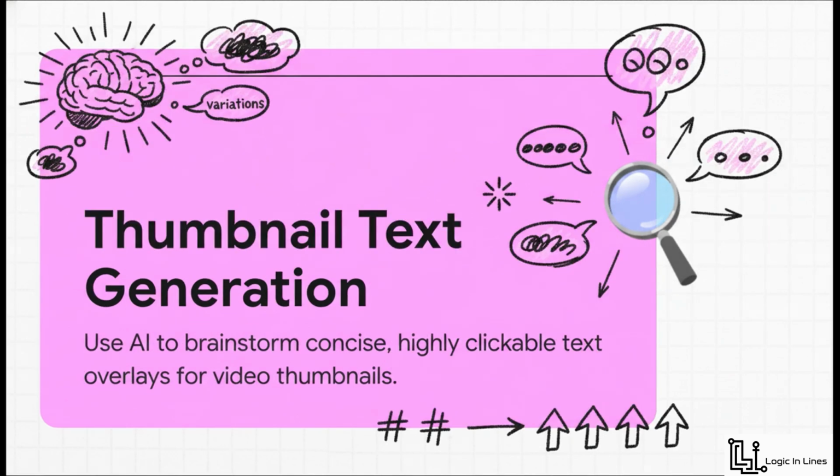And then there are thumbnails. You guys know thumbnails are won or lost in literally milliseconds. You can prompt your AI to give you 5 variations of highly clickable text overlays based on your script, but you have to enforce a brutal constraint. Maximum 4 words. Just 4 words. Doing this forces the AI to cut all the fluff and deliver those high-contrast, scroll-stopping statements that you absolutely need.